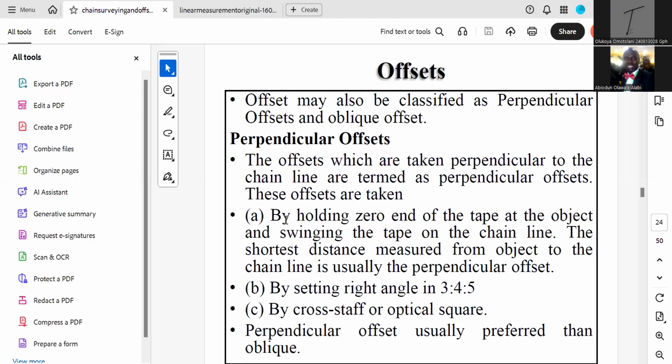Another way is by setting a right angle in the ratio 3:4:5. Then C, by using a cross staff or optical square, you can achieve your perpendicular offsets. Perpendicular offset is usually preferred to the oblique. I've told you when it is an oblique offset, that is, the two lines are not perpendicular to each other.